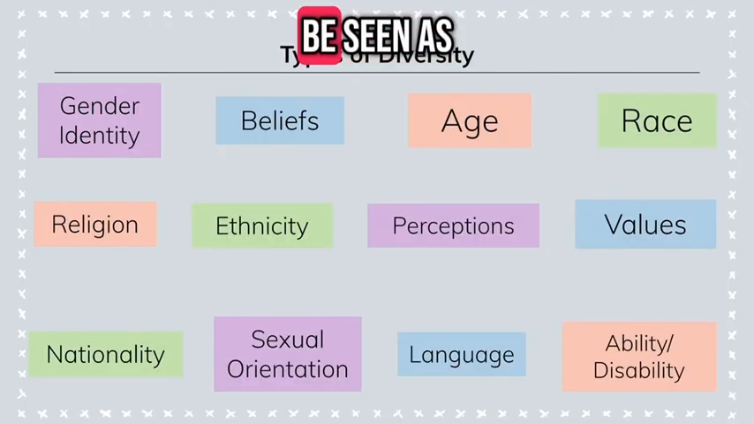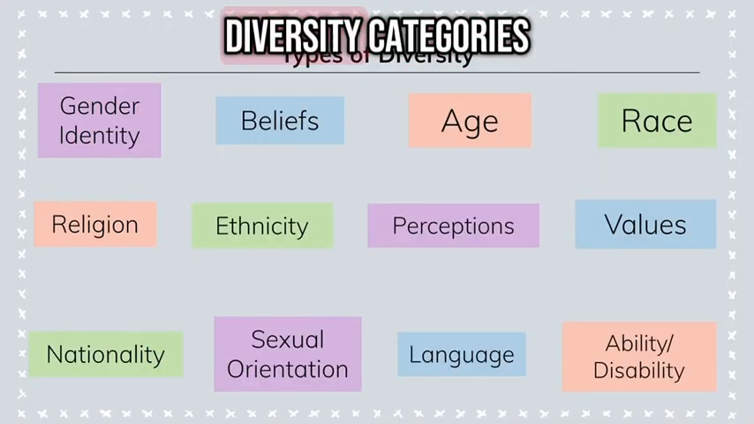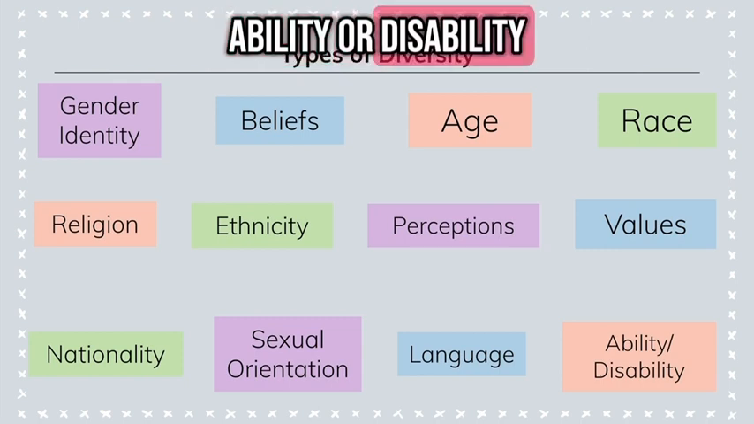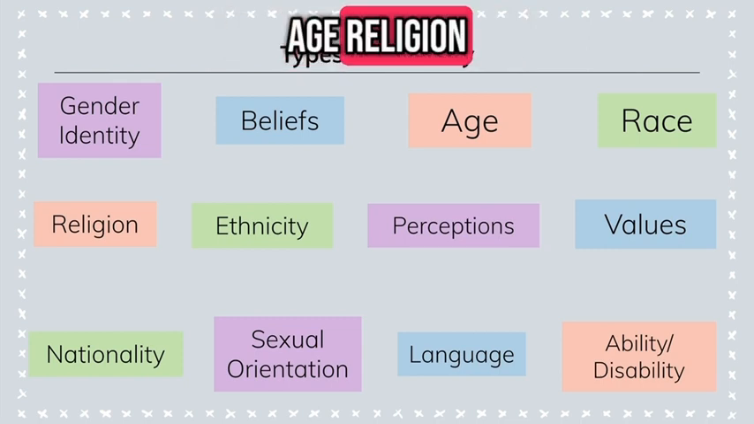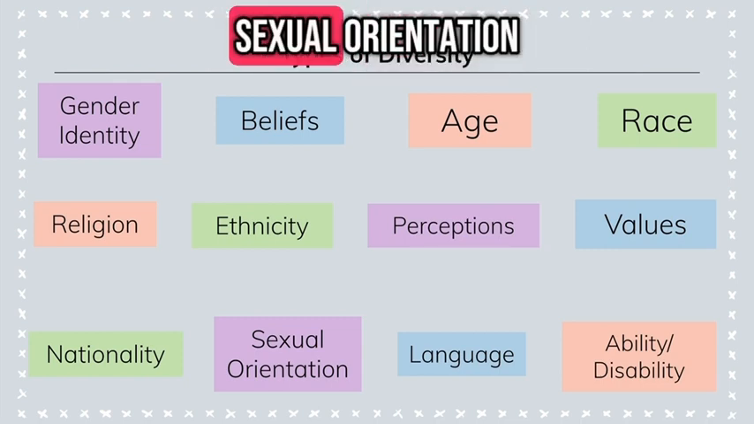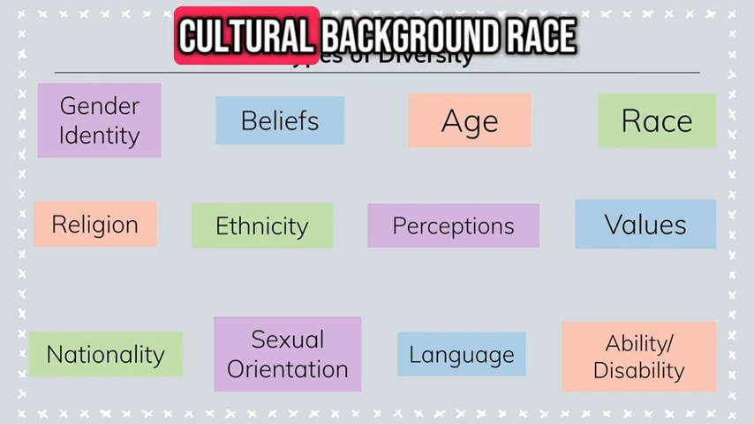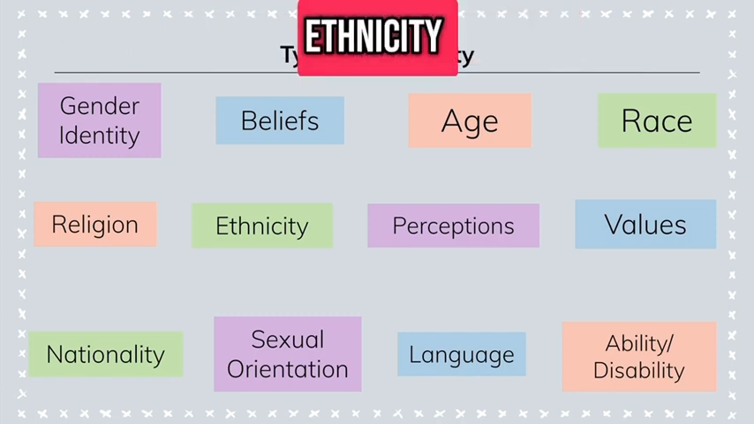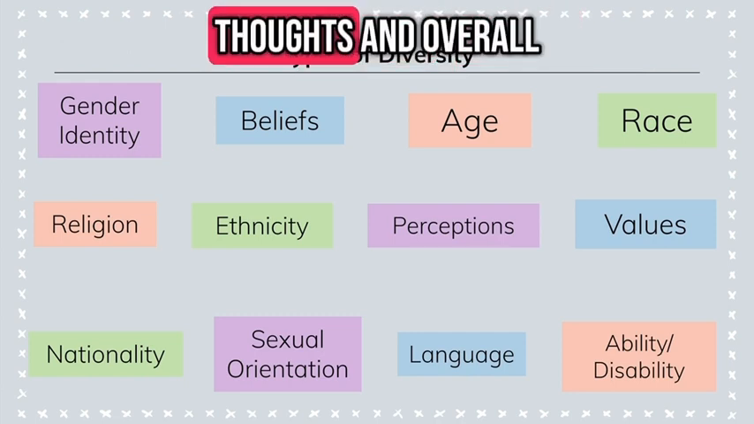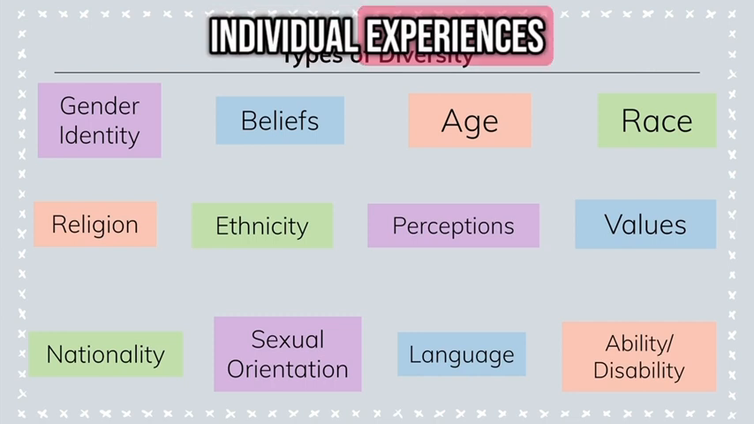The following can be seen as some of the different types of diversity categories: ability or disability, age, religion, gender identity, sexual orientation, languages spoken, socioeconomic status, cultural background, race, ethnicity, beliefs, thoughts, and overall individual experiences.